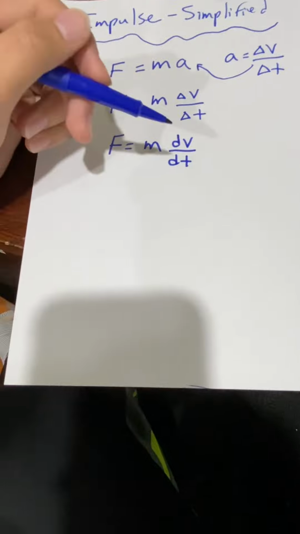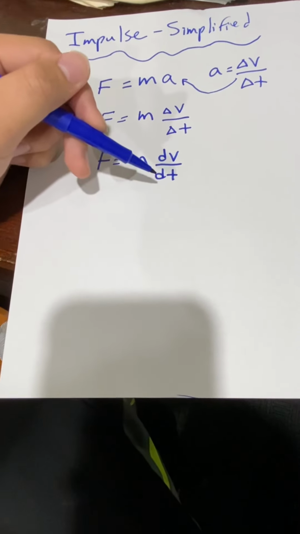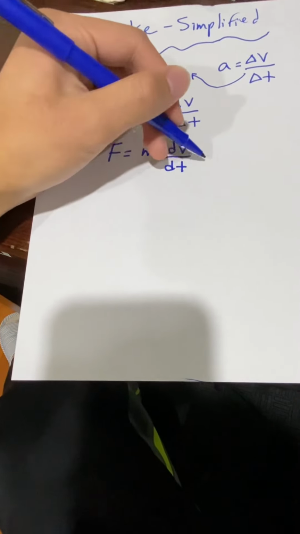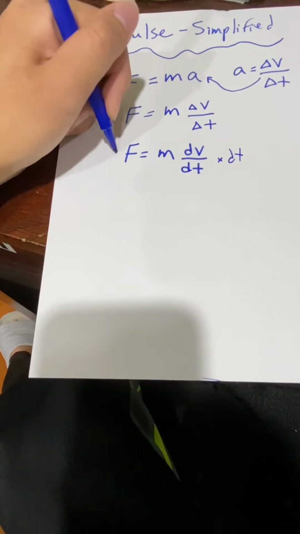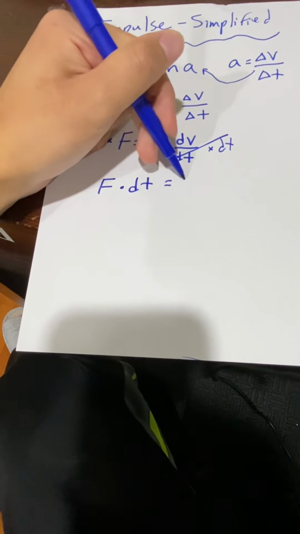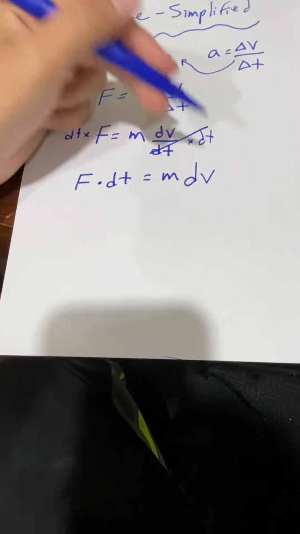Now I'm going to do some rearranging here. I want to get dt to the other side. I want to get rid of this fraction, so I'm going to multiply both sides by dt. Some simple algebra here to cancel it out. So now we get F times dt is equal to m dv.